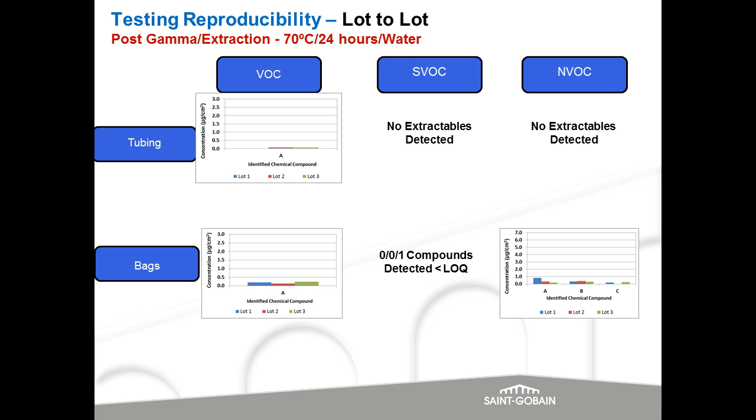Testing reproducibility. This is lot to lot. And again, so we've tested multiple lots and looked at the variability between lots. And again, for tubing, VOCs, very little came out with water, but it was very consistent what did. For bags, again, very little came out with the water, but very consistent between lots. The same thing with the NVOCs in the bags.